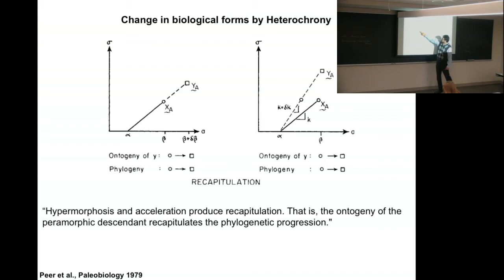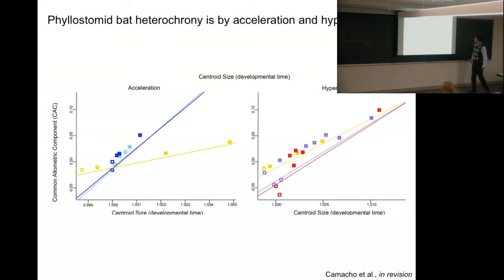So they find these two modes shown here. This is the ancestral line, and that's the hypermorphic line, where the descendant extends development. This one is acceleration, where the descendant changes the rate at which it develops. That's exactly what we see in these bats. Here's an example of acceleration. That's the basal bat, which shows the more ancestral ontogeny. That's the more derived bat, which shows acceleration.